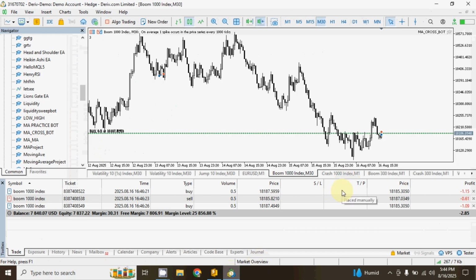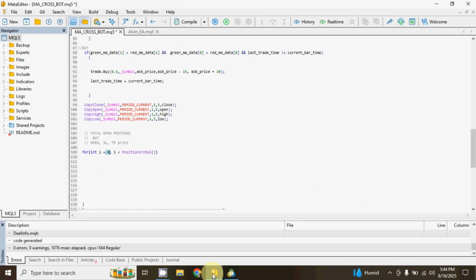Index 0, and the total position is 3. So we say i is 0 and i is less than total position. So it is going to count 0, 1, 2. Why not 0, 1, 2, 3? Because i is less than total position and the current total position is 3. So that's how we are going to do it. Add a semicolon, then i++. This will automatically loop through the account and check the number of open positions that we have.